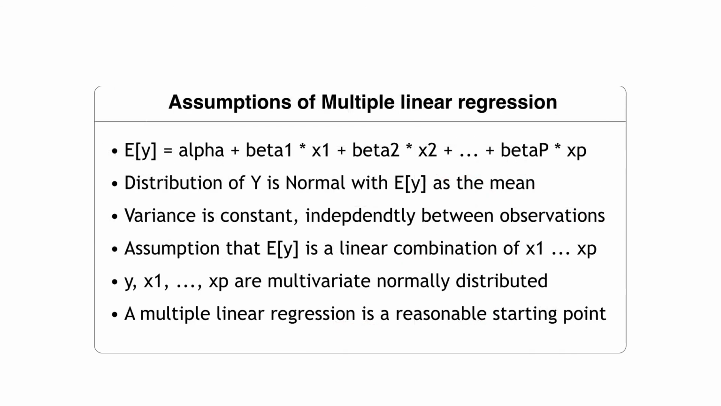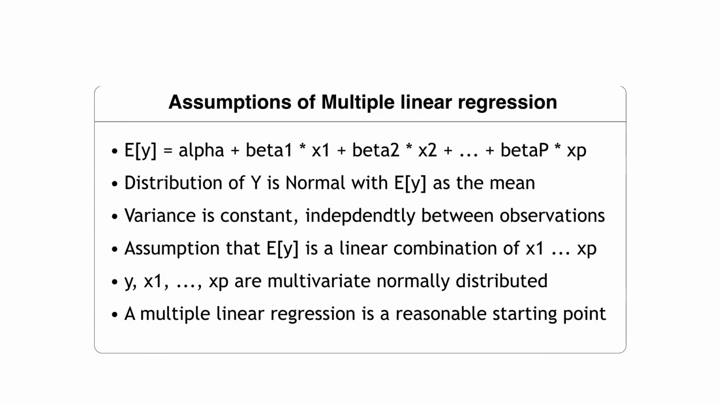So before we finish this, a couple of other points. One is that there are some core assumptions in multiple linear regression. In multiple linear regression, we'd really like to find out the expected value of y, like a fitted value of y. And that is based on the alpha, the beta 1 of the x1 value, the beta 2 of the x2 value, and so on. You can fit as many variables as you like, so beta p times xp. The distribution of y is normal, the expected value of y should be the mean, and the variance is constant.